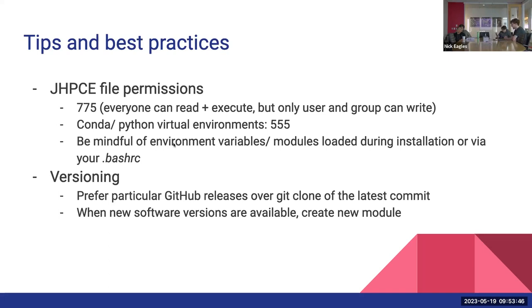Brian, you mentioned what I was going to talk about, which was versioning. I did mention the GitHub point: for reproducibility, it's better to download particular releases rather than the latest Git commit, which could change daily or even hourly. And when a new software version is available, I would say create a new module, so that modules that exist don't change over time. If someone loads a particular module, you know exactly what they loaded and it's not a function of when they loaded it. Those are just some recommendations, and that's really all I had for today.